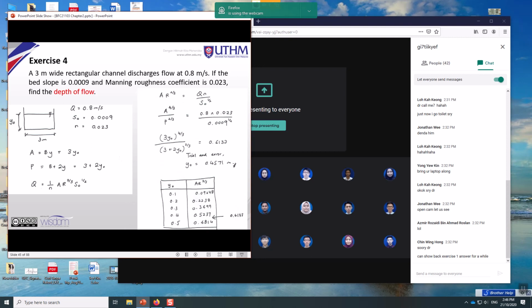Now, this is the way that I learned before during my time, okay? But you have a better calculator where you can actually key in this expression here in your calculator. That means you key in open bracket 3 times Y naught, or times A, it doesn't matter, you use Y or any other symbol there, close bracket to the power of 4/3, divided by open bracket 3 plus 2 times Y, close bracket to the power of 2/3, and equals to 0.6133. Then you press something like solve, and your calculator will give you a value which is almost equivalent to 0.4571.